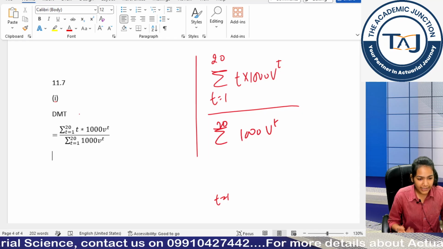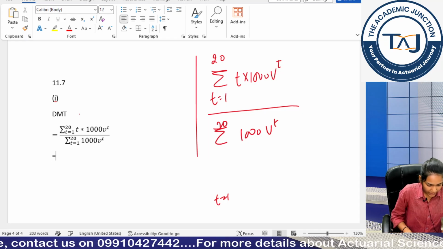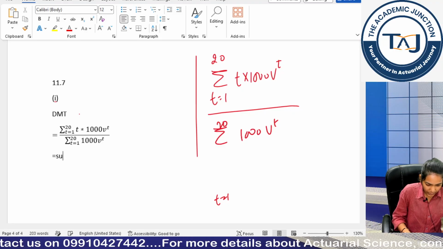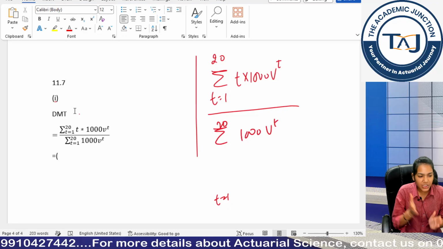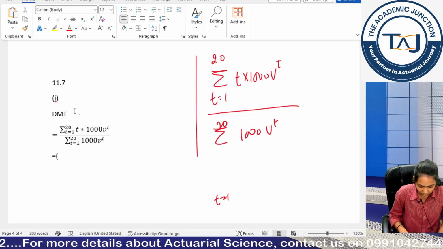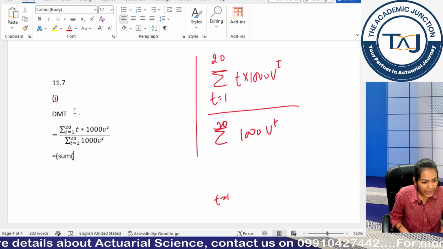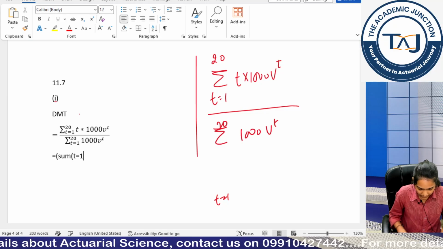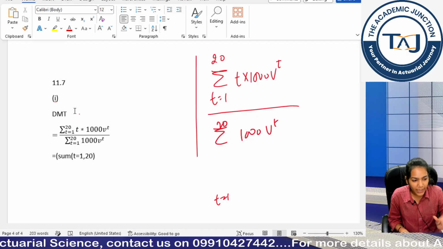Okay, let's write the next step using the normal approach. For those using the normal approach, equals sum. First I will use brackets for my numerator, then I will use the slash, then again a bracket for my denominator. That's the standard thing. Then I have sum, then brackets for putting in my limits. So t equals 1 comma 20, brackets close. These brackets are closed for my limits.